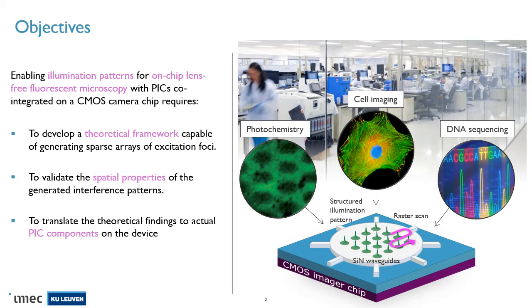All modern imaging modalities rely on complex illumination patterns that allow for controlled optical sectioning, so as not to illuminate the entire sample at once and perhaps get a blurred picture, but to build up the image from smaller chunks. I'm mostly interested in generating sparse arrays of excitation foci to enable a scanning-based approach. The objectives are therefore to develop a theoretical framework for such arrays, then validate its spatial properties, and finally translate these ideas to chip components that would be manufactured.